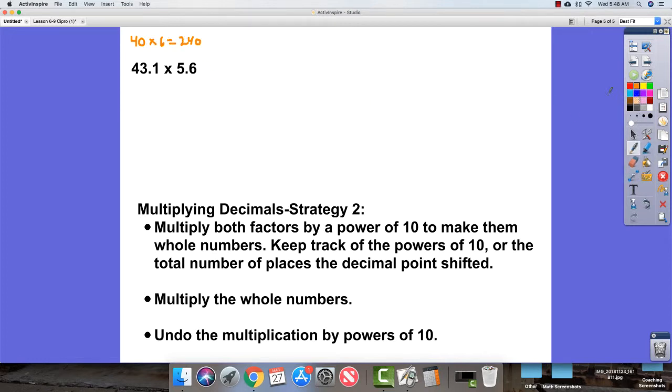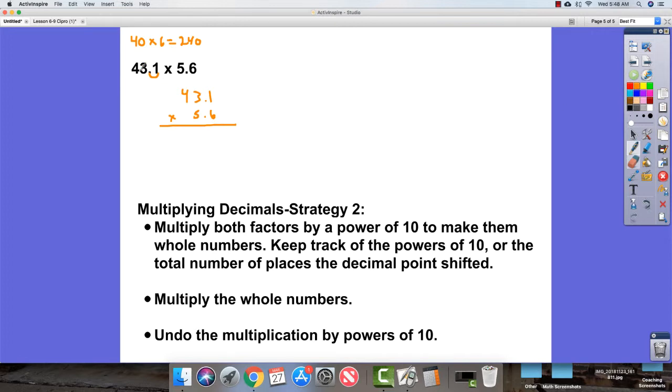Now strategy 2. So let's continue with strategy 2. Strategy 2 says first to multiply both factors by a power of 10 to make them whole numbers. Keep track of the powers of 10 or the total number of places the decimal point is shifted. Well, to get 43.1 a whole number, I need to multiply it by 10 to the first power. Let me rewrite these vertically so you can see that a little better. So 43.1 times 5.6. Making sure my decimals are lined up here.